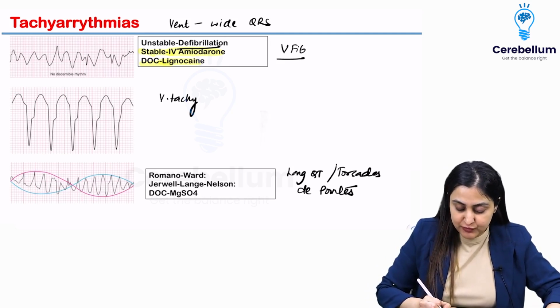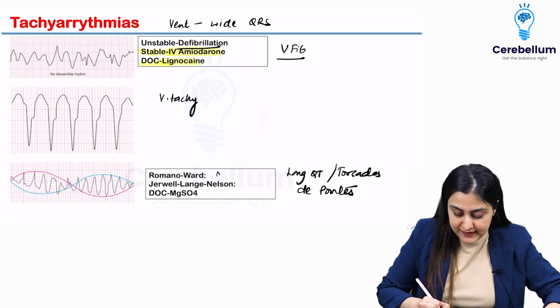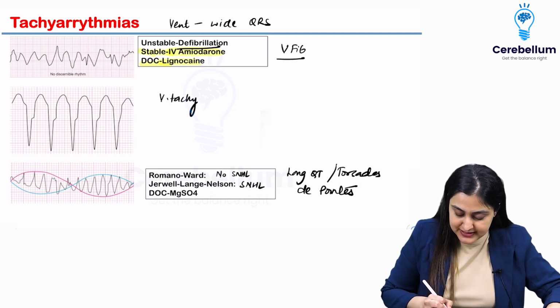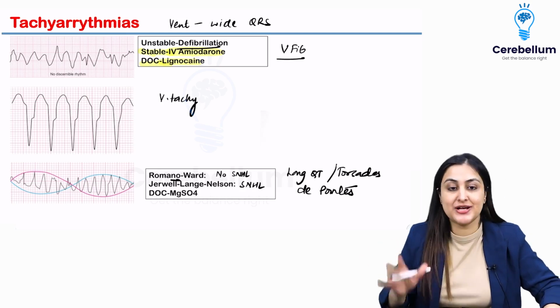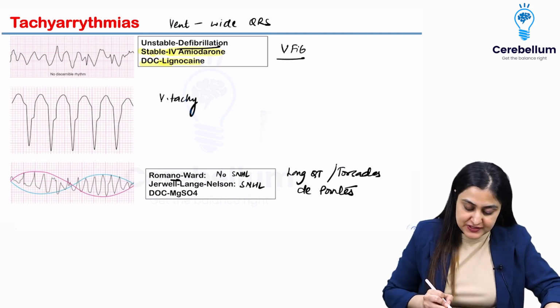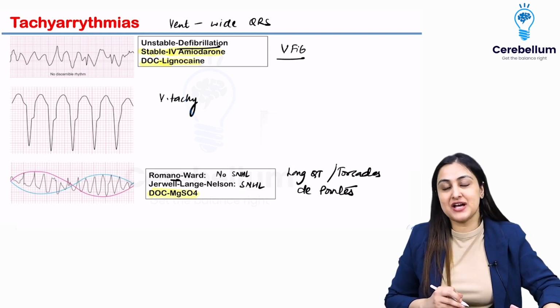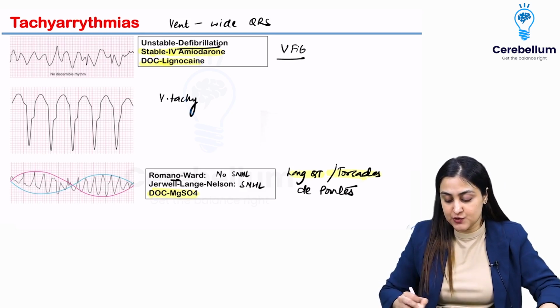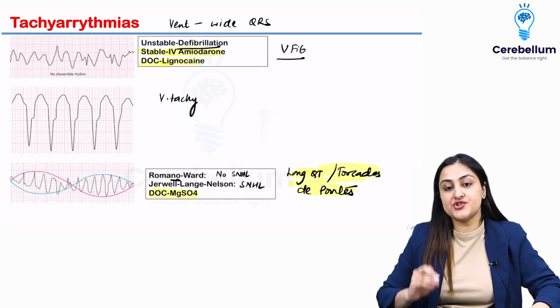So we have Romano-Ward, which does not have SNHL, whereas Jervell and Lange-Nielsen has associated SNHL. So this is how that could be tested. Romano-Ward, no SNHL. The drug of choice for this is MgSO4. So many times asked in the FMG and NEET exams. It's so important. Can't get this wrong. They would give you frequent drug histories here.